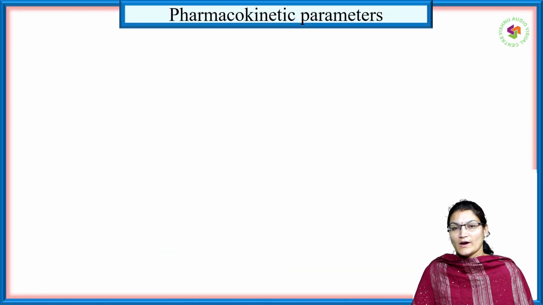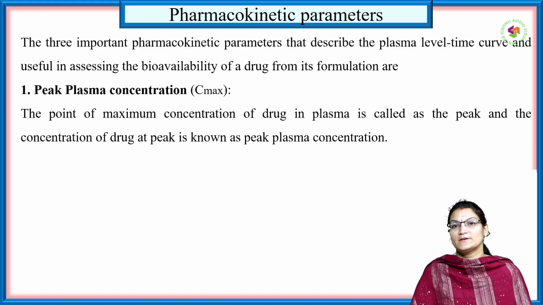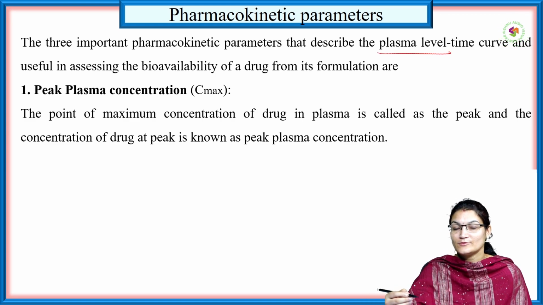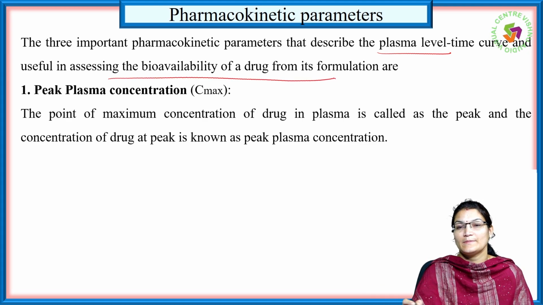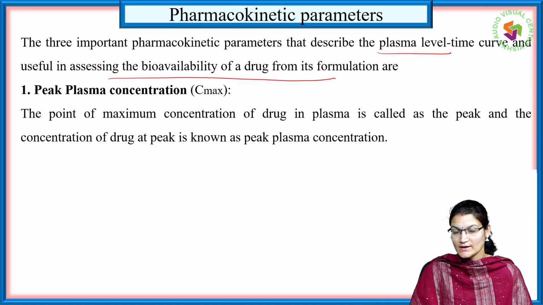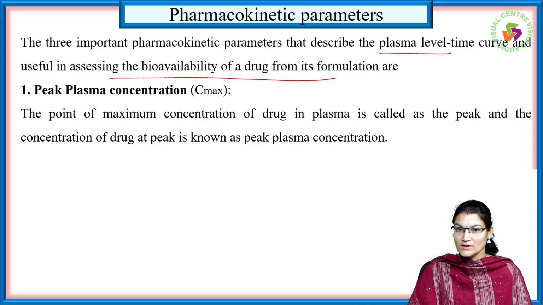We have three pharmacokinetic parameters, as we discussed earlier: Cmax, Tmax and AUC. Pharmacokinetic parameters will give you the amount of drug that is available in the plasma. They also assess the bioavailability of the drug. As I discussed already, the amount of drug in the systemic circulation is also termed the bioavailability of the drug.